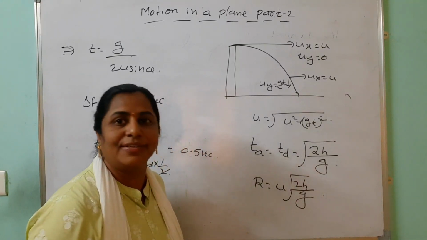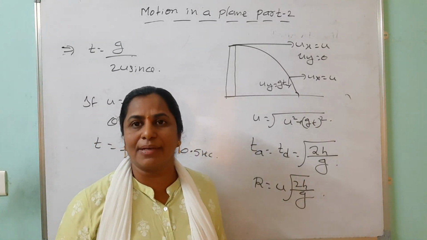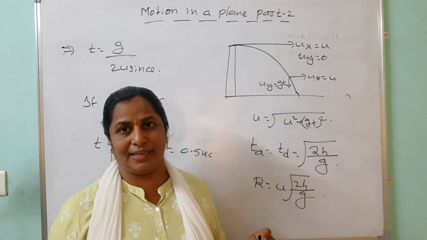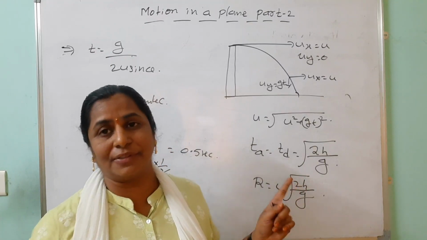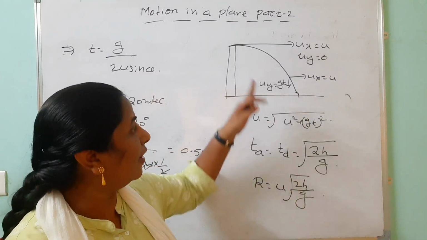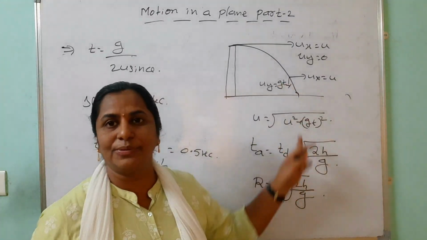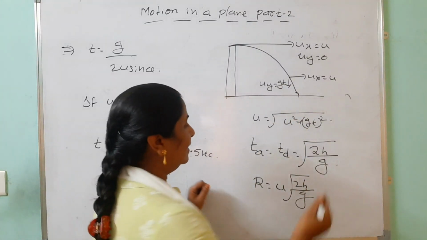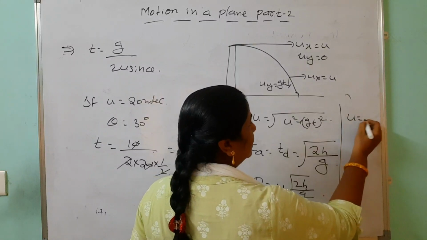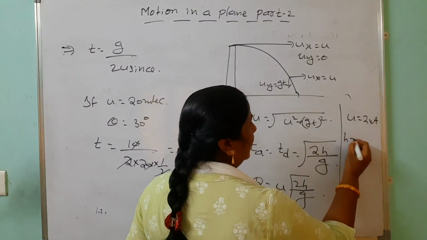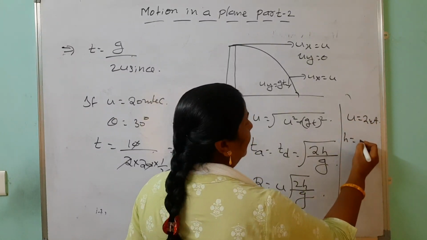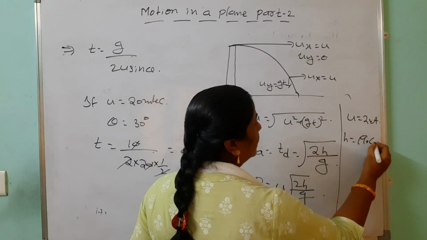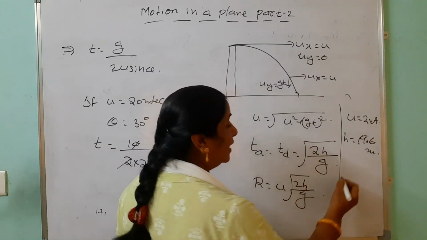So while reading the questions, you must check whether it is an oblique projectile, or they simply mention projectile, or horizontal projectile. Whenever they mention horizontal projectile, you must go through this one only. Suppose: find the range of the horizontal projectile. They give u as 2 meters per second and h as 19.6 meters. How to find the range?